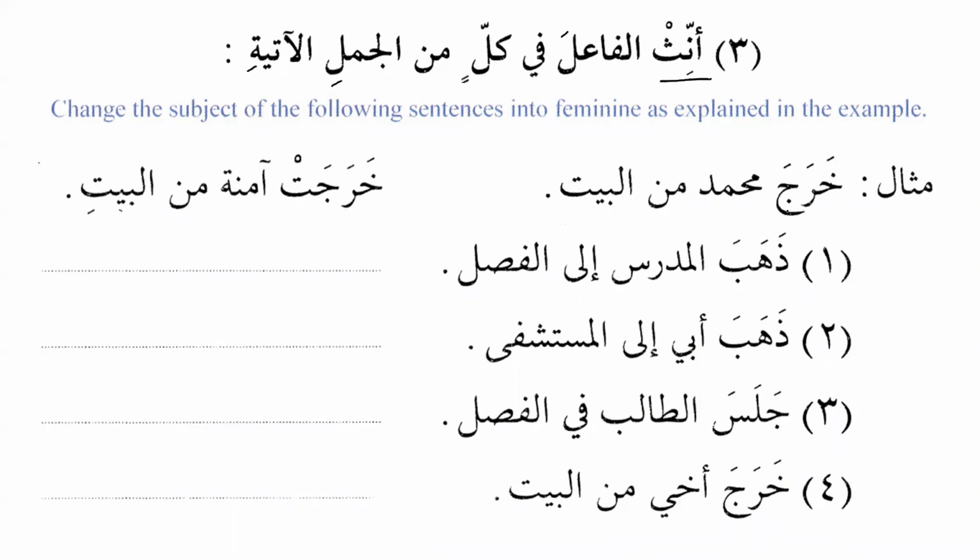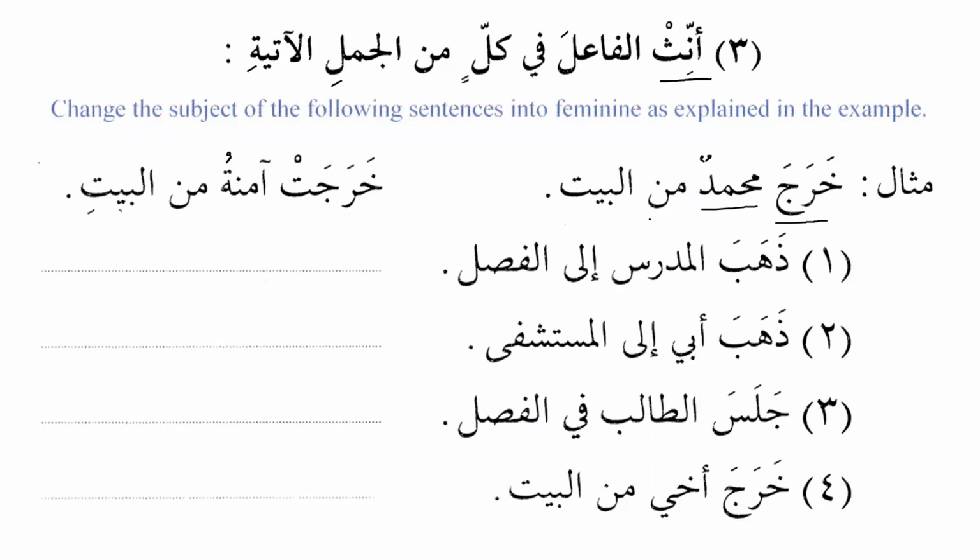For example, kharaja Muhammadun min al-bayti. Muhammad went out of the house. And kharajat Aminatu min al-bayti. Amina went out of the house. The only thing, or two things, that we need to notice over here: after kharaja, we have the verb, the doer, the fa'il. The doer is always marfu'. The doer is always marfu'.